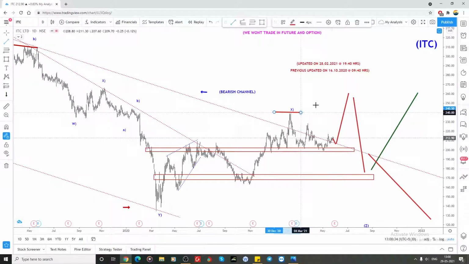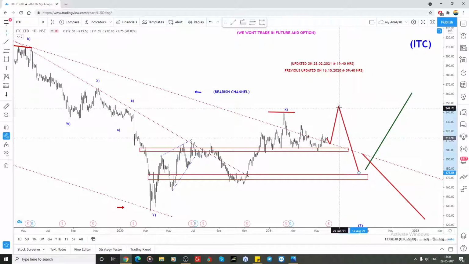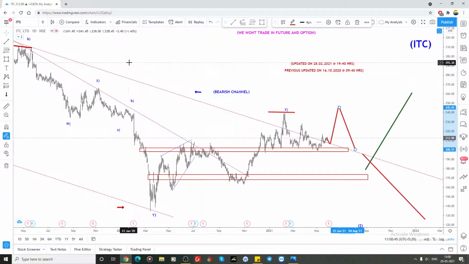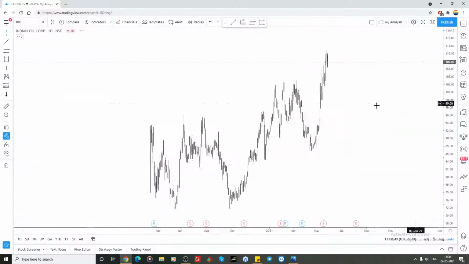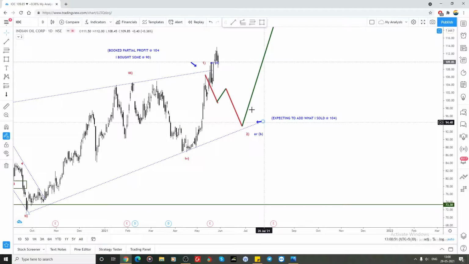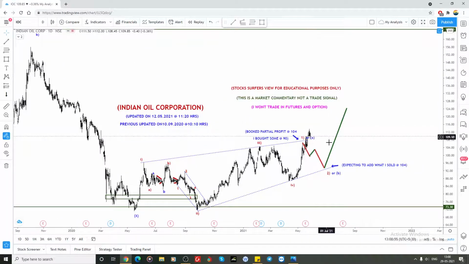then I'm expecting an irregular flat. So whether it is a running flat or it could be an expanded flat. So let's see. ITC and IOC already did a 5-wave structure here, as I said, 1, 2, 3, 4, 5. So let's wait for the 3-wave structure to complete. Then we can buy at a 95 or 93 zone, like that. Here in this zone we can buy.